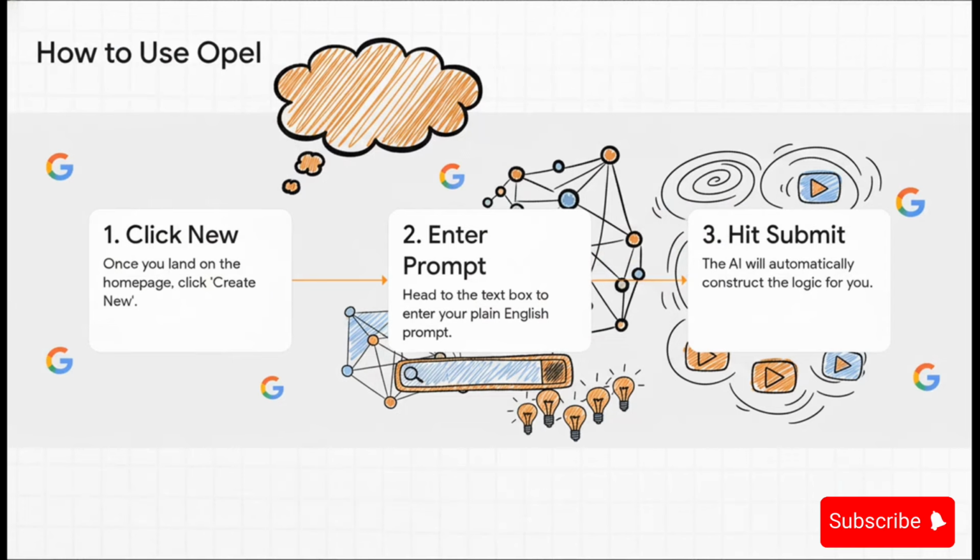And using it couldn't be easier. Seriously. You just click Create New, type your prompt right into the text box. Something like create a tool that generates 10 viral YouTube video titles from a topic, and you hit Submit. That's it. In 20 seconds, you have a custom-built internal tool ready to go.